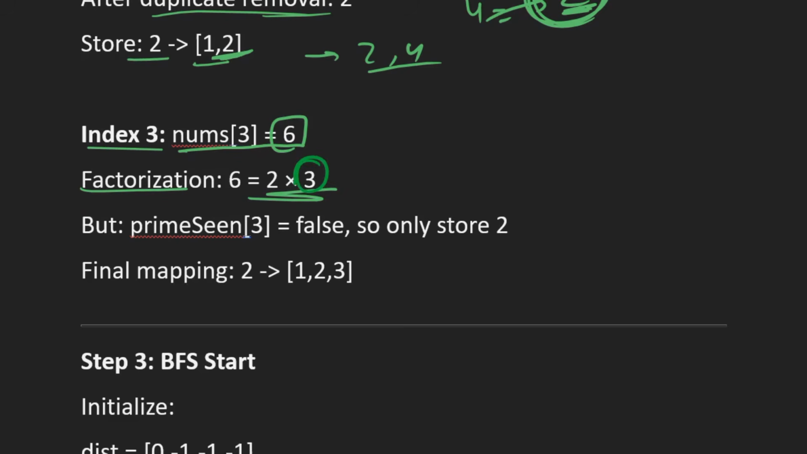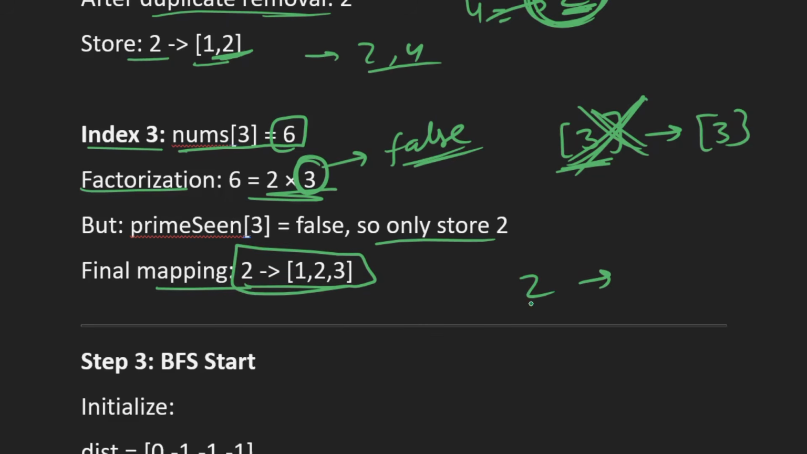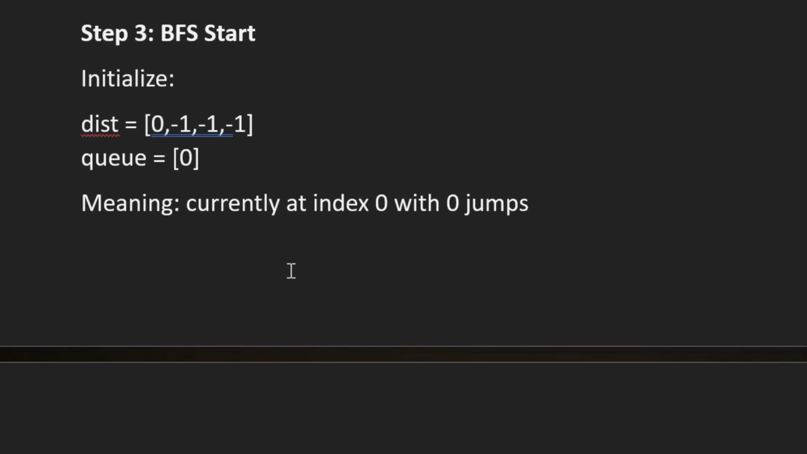But prime seen of 3 is false, that means 3 is not present in the nums array. So we won't store this, like for prime number 3 we don't want to store index number 3 because 3 is not present in the array, so we only store for prime number 2. So mapping of 2 is 1 to 3. So for prime number 2 we have indexes 1, 2 and 3 which are divisible by 2, right? So after building the mapping, what we'll do is we'll start the BFS.